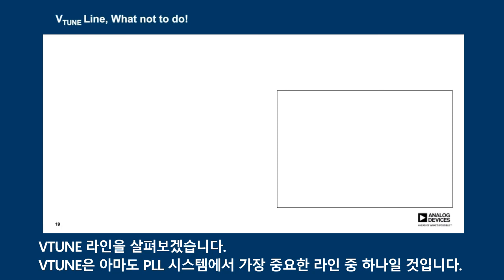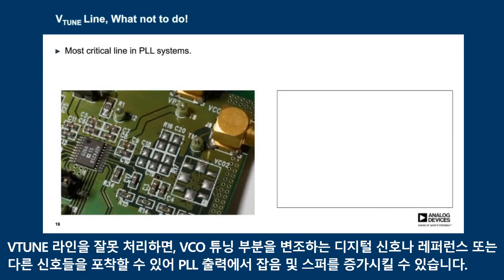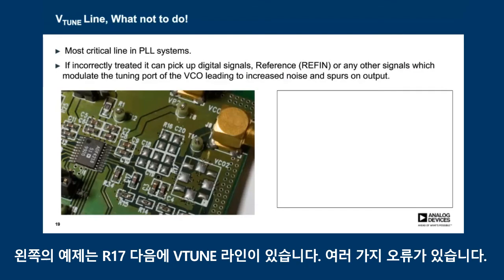So considering the V-tune line, V-tune probably is one of the most critical lines in a PLL system. So we have an example here of a photograph on the left-hand side showing a PCB trace. And the mantra we have is that if the V-tune line is incorrectly treated, it can pick up digital signals, the reference, or any other signals which modulate the tuning port of the VCO, which can increase noise and spurs on the output of the PLL. So the example on the left shows the V-tune line, which is after R17. And a number of errors were made.